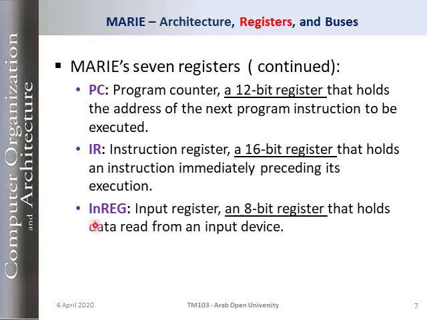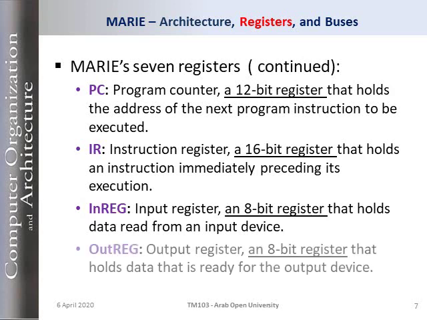Next is the in register or the input register. It's an 8-bit register that holds data read from the input device or any input device. So if we enter anything through a keyboard, it is stored immediately in the in register or the input register. The last register is the out register, which is also called the output register. Also, it's an 8-bit register that holds data that is ready for the output device. So anything we want to output on the screen will be stored in the output register.